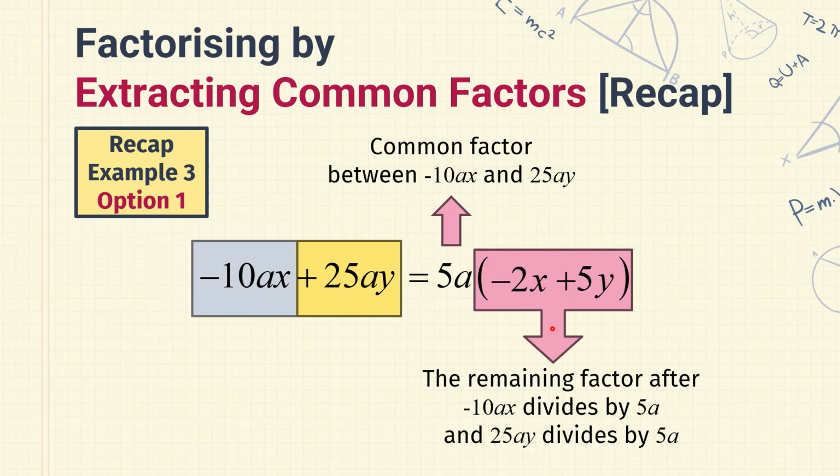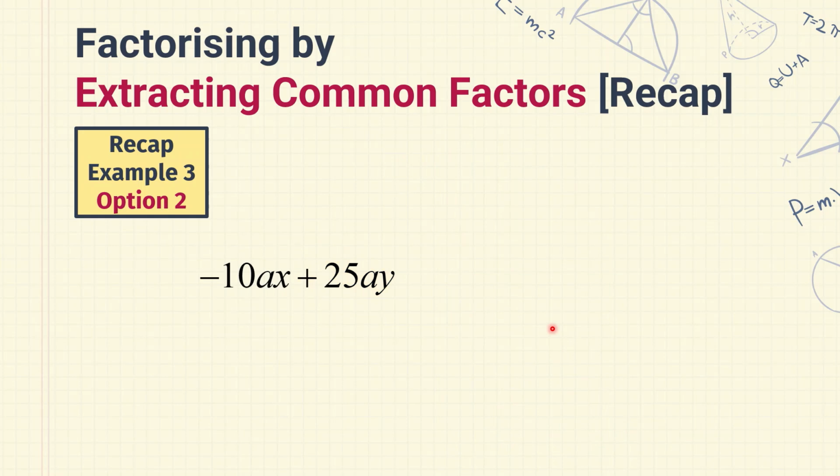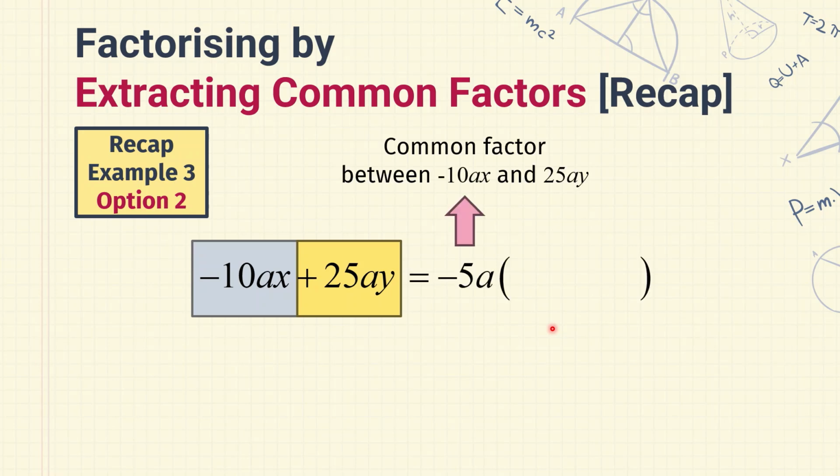Let's take a look at the second option. So for the same expression, again we observe the two terms, negative 10ax and 25ay. We see that in both terms, actually we can consider extracting out negative 5a. So earlier on, we extracted out a positive 5a. This time around we extracted out negative 5a. You can consider that, just that it will change what is left behind inside the brackets.